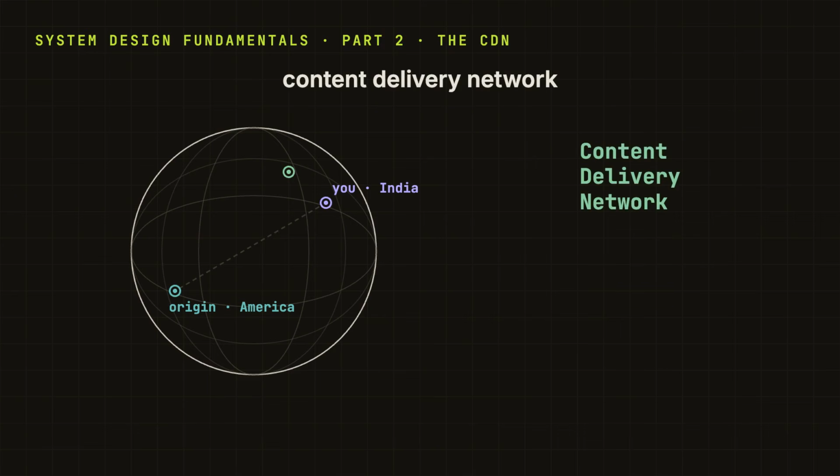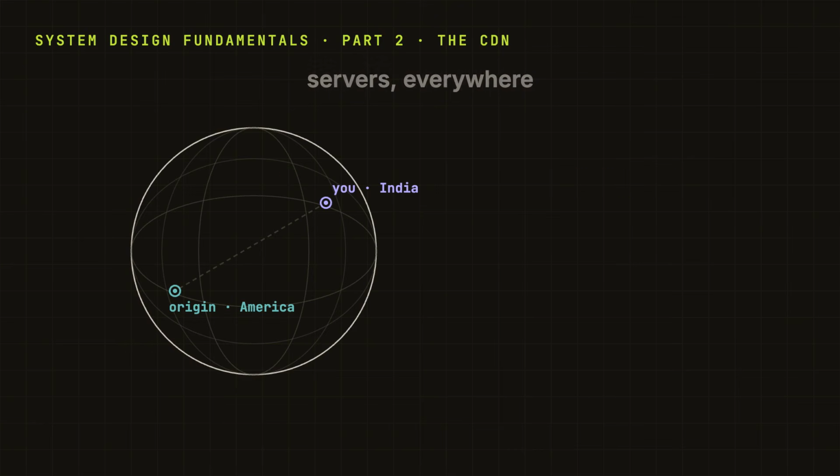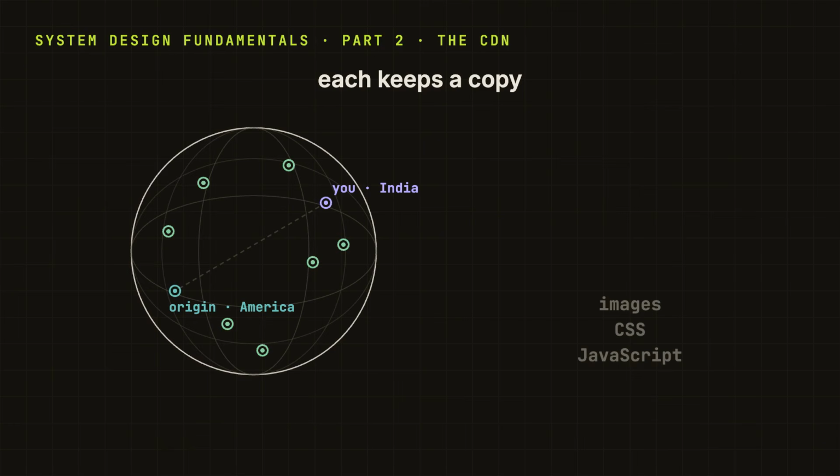CDN stands for Content Delivery Network. At high level, it is a large set of servers spread all over the world. These are called edge servers, and each one keeps a copy of your website's static content, the images, the CSS, the JavaScript, sometimes whole pages. So instead of every user fetching an image all the way from your one server, they fetch it from an edge server near them. Someone in India gets it from an edge in India.